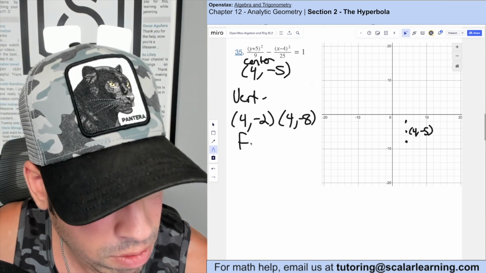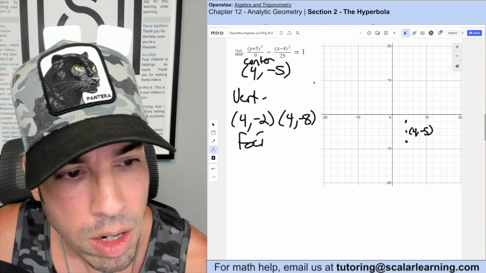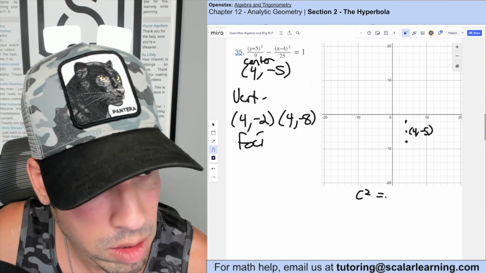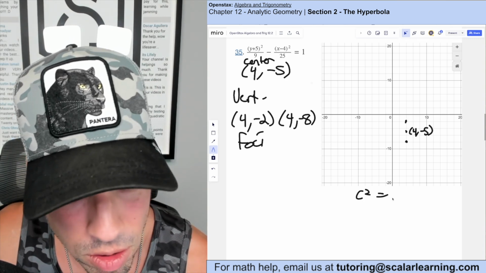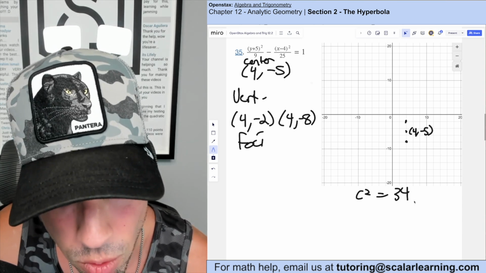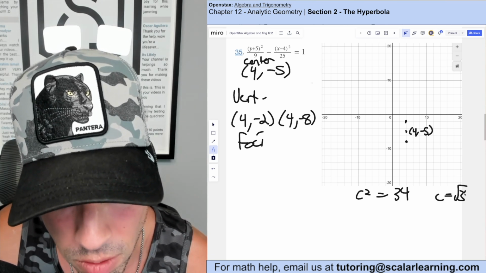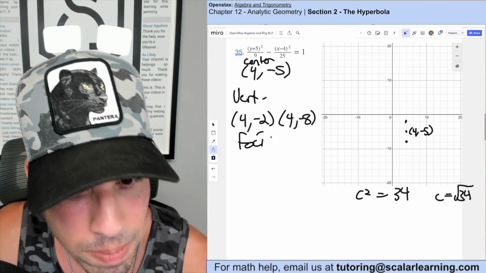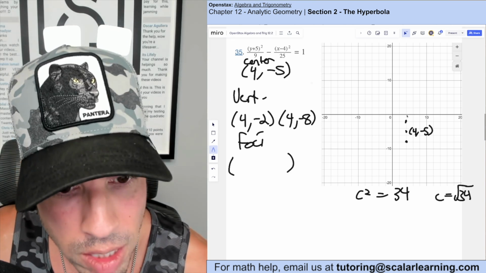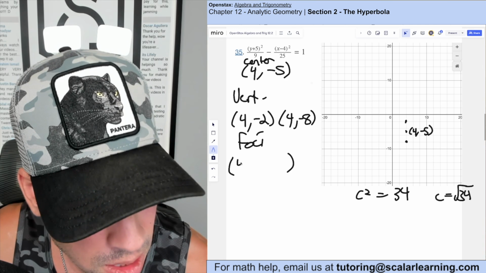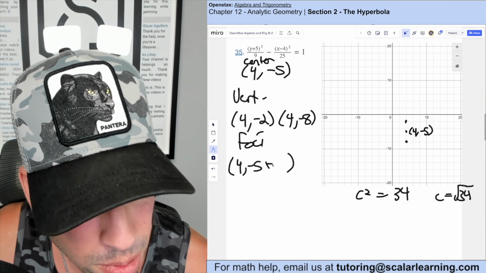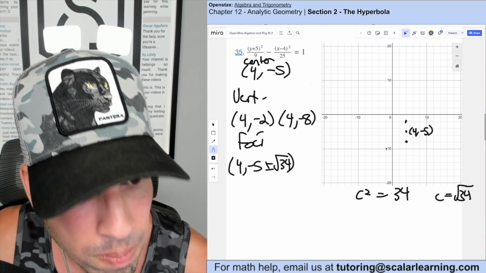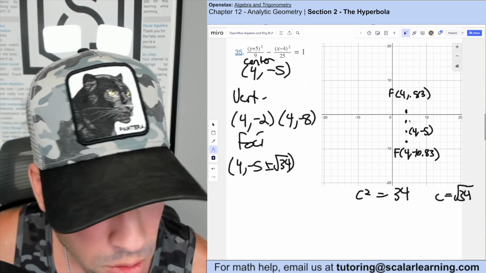Now to get the foci, we need our c value. Again, c squared is going to equal that plus that, right? So 9 plus 25 is 34, which means c equals the square root of 34. That's approximately 6, by the way. And then the foci, again going up and down, are going to be that same x value, and then -5 plus or minus the square root of 34. So there are our foci, and here are our vertices.